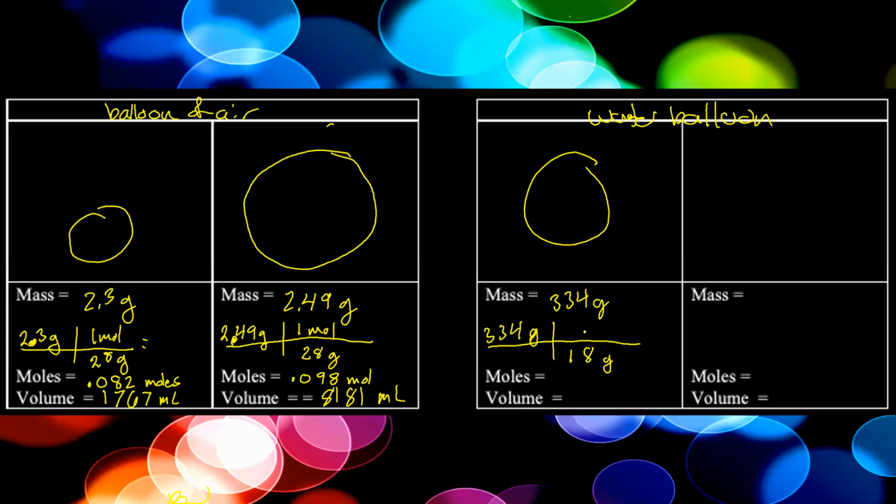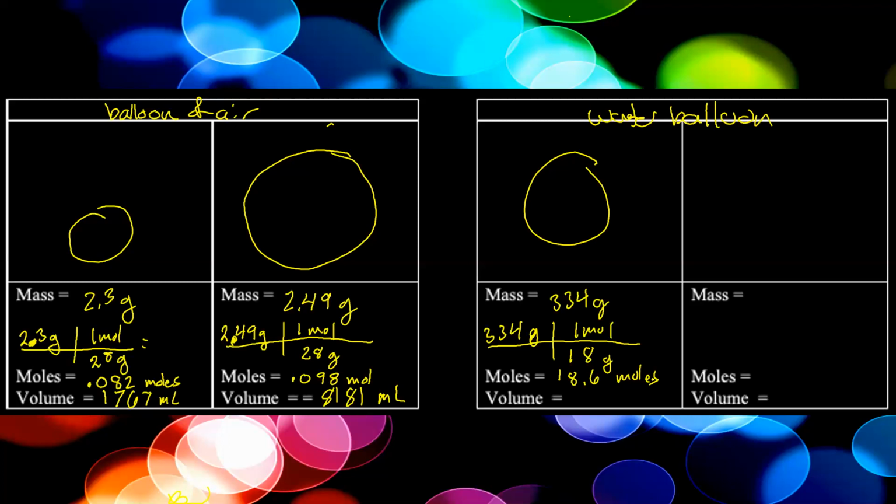Water is 18 grams for 1 mole. So if someone would take 334 and divide by 18, let me know how many moles we have. 18.5 repeating, so let's call that 18.6 moles.